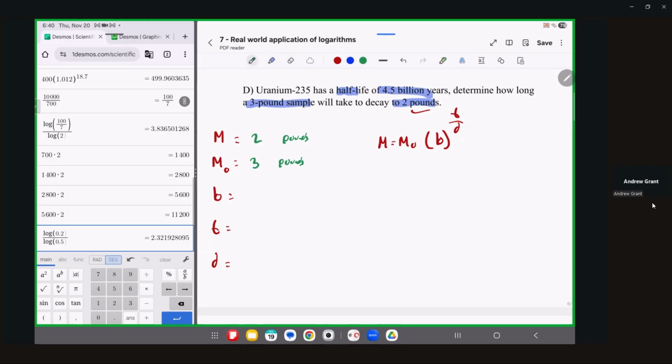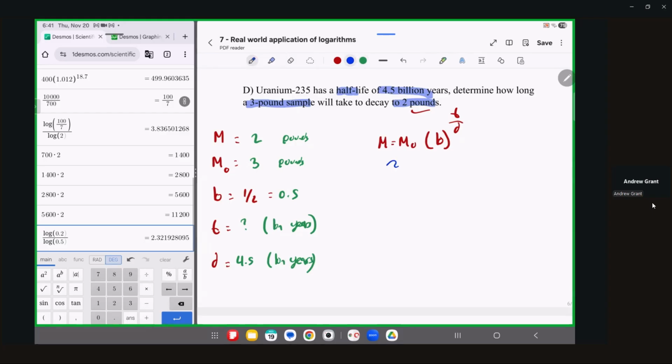Okay, so B is the base, and we're talking about a half-life, so that's going to be 1/2, which we'll call just 0.5. T is the time. We don't know, but it's in billions of years. And D is the time: how long does it take for half of it to go away? Well, it takes 4.5 billion years for half of it to go away. Okay, so let's go ahead and type these in.